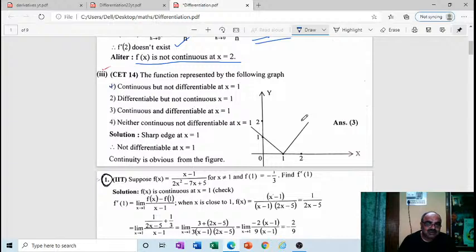One more aspect, what is observed? Continuity is very clear from this particular figure because it's not ending here. Continuity is obvious, that is seen in the figure. So how do we infer this? It is continuous, but it cannot be differentiated at x equal to 1. So the right answer is the first option, not the third. Third is wrong. It is the first option.